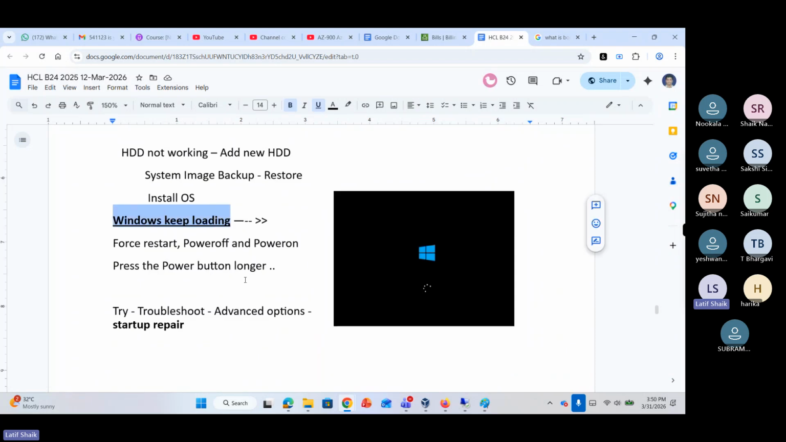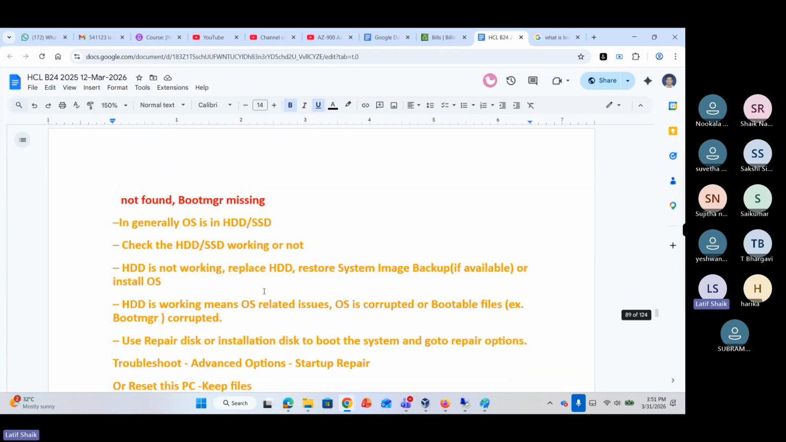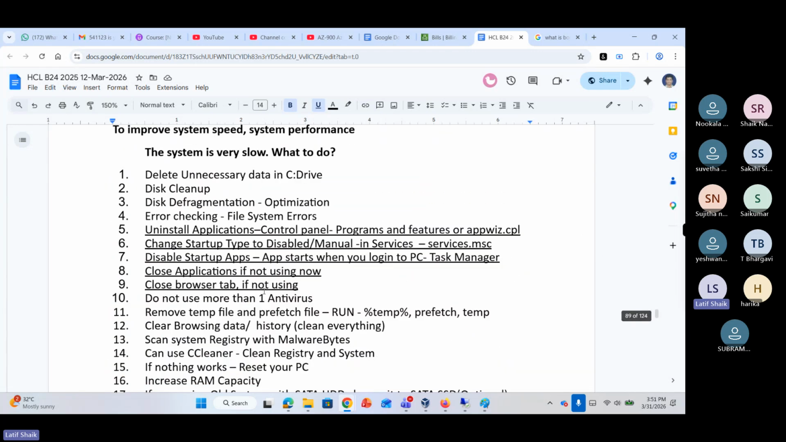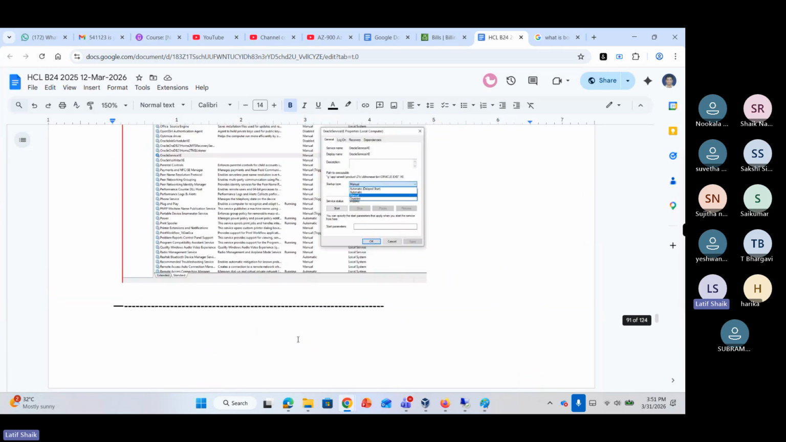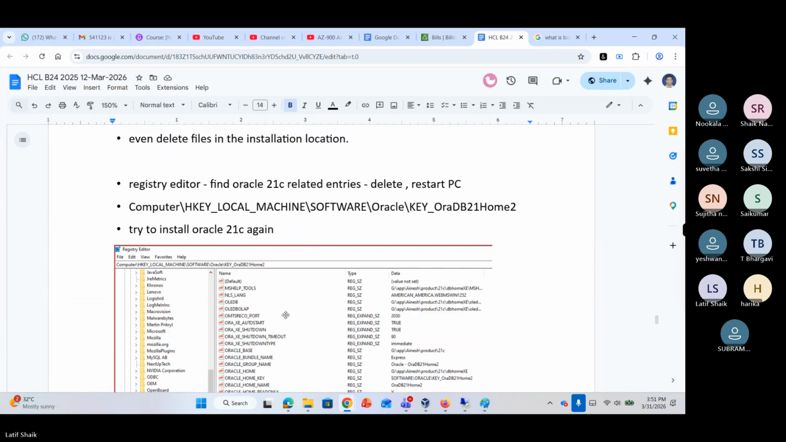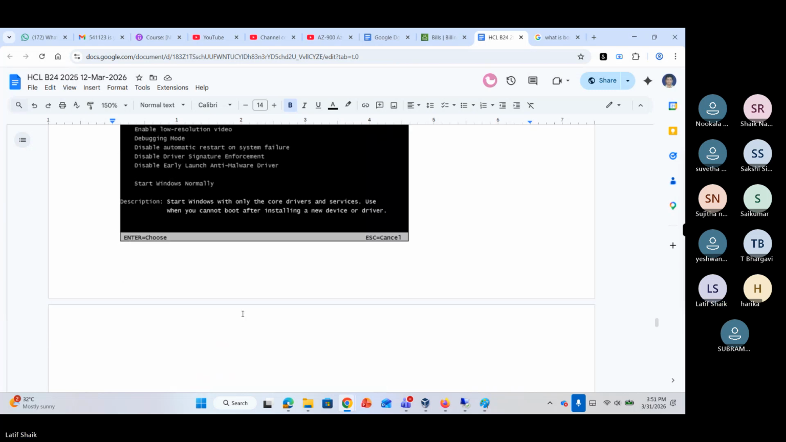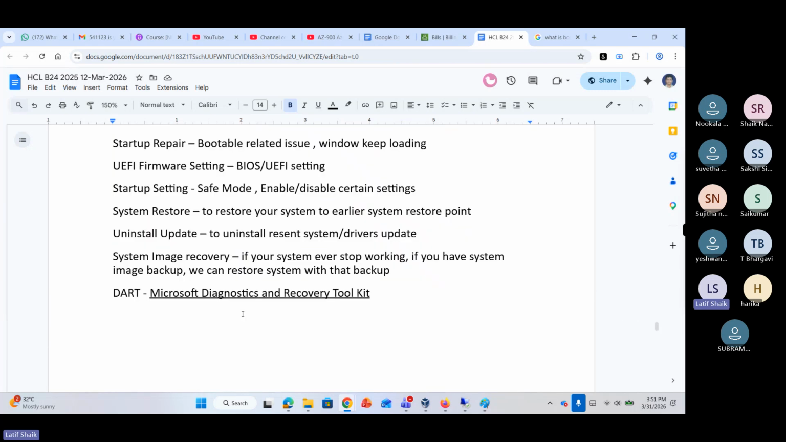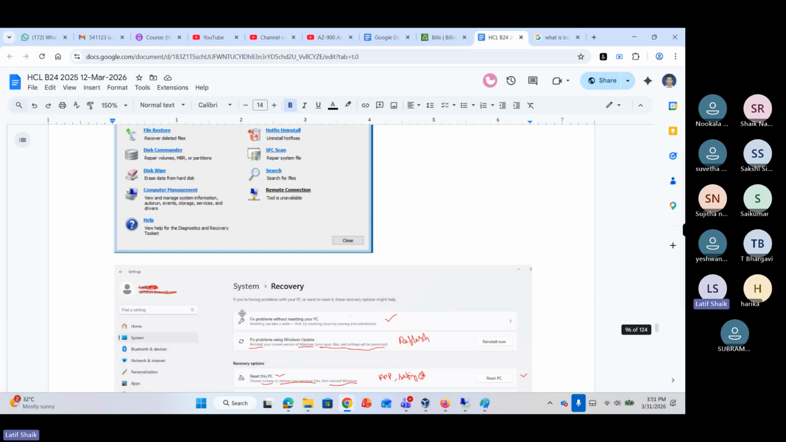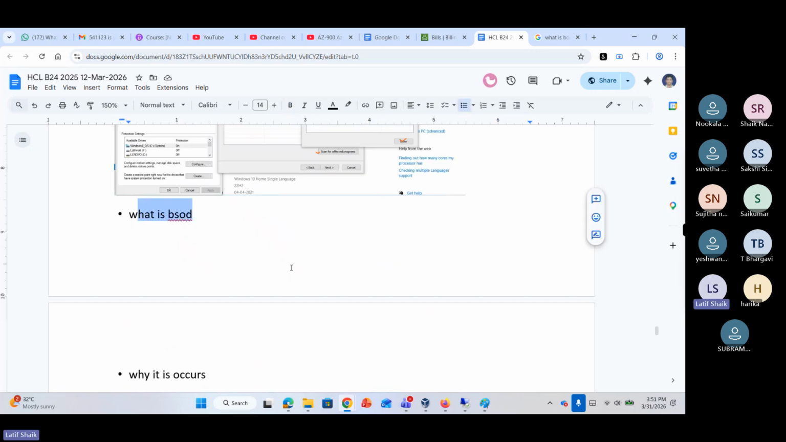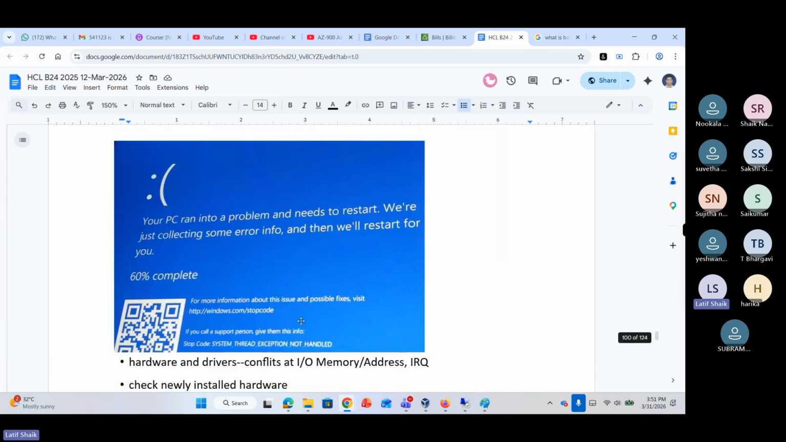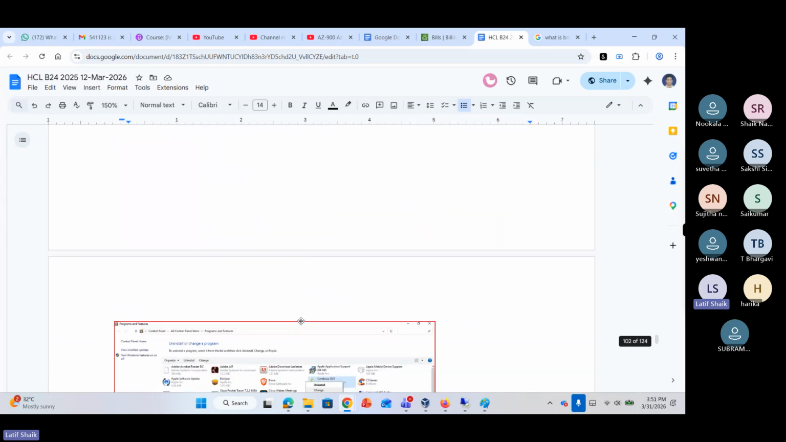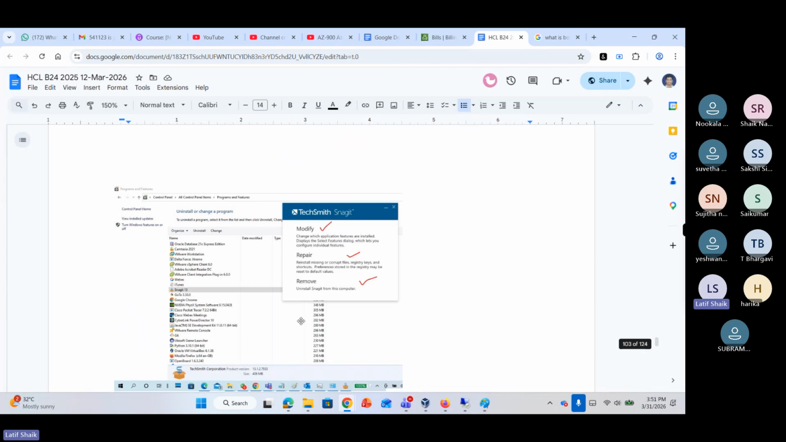The troubleshooting is entirely one part. After this, two more important ones. One is the system is slow, what to do? Next one is blue screen of death. So this completes the main points. These are very important in the hardware-related topics.